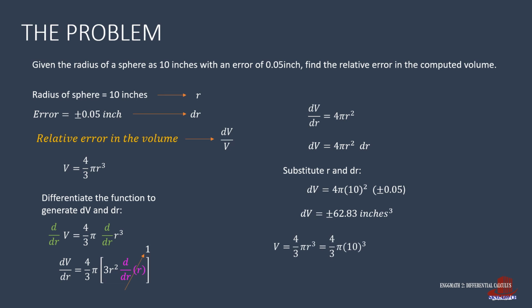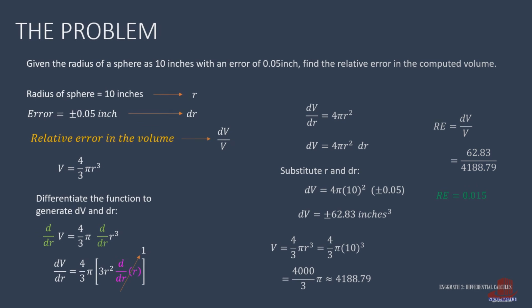Now let's take the volume by plugging in 10 inches into 4/3 pi r cubed. This gives 4,000 over 3 pi, or 4,188.79. The relative error is the ratio of dV with V. That is 62.83 over 4,188.79, where RE is 0.015.